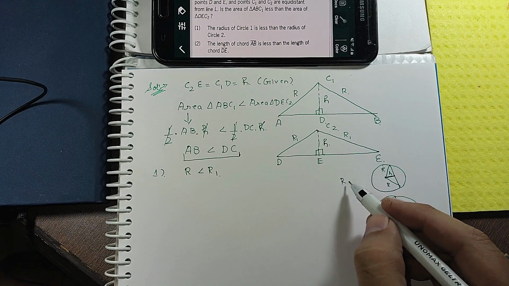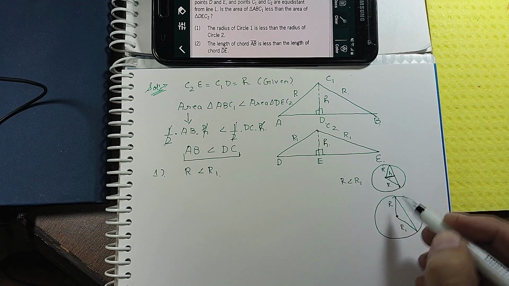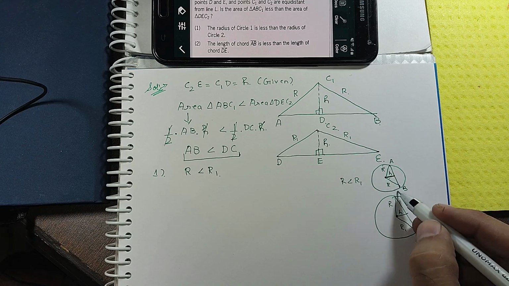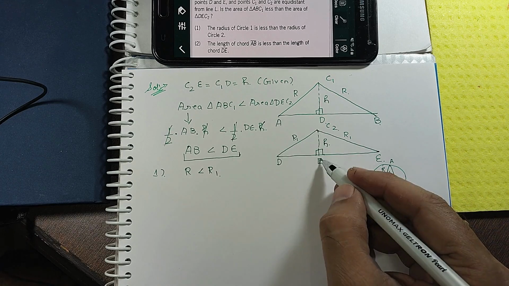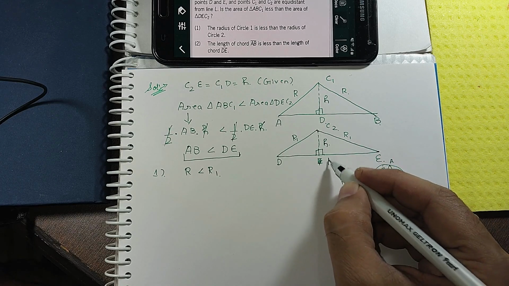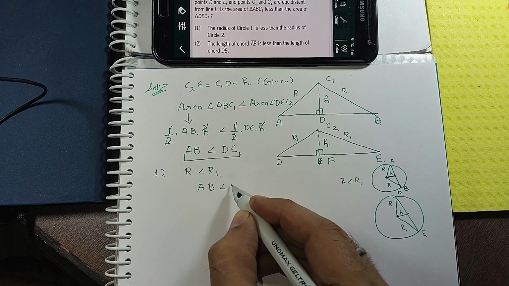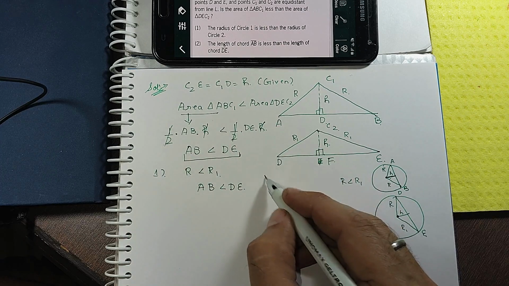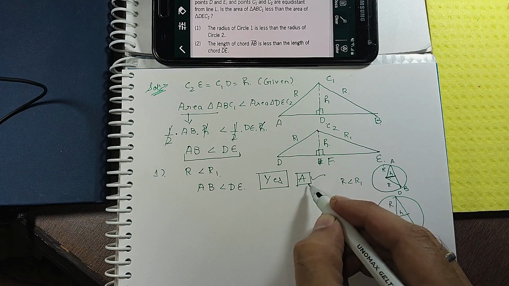So R is less than R1, so that means, since heights are same, this AB has to be less than DE. So we can logically deduce from here that AB is less than DE. So this solves our purpose, this we can concretely say that this is sure, yes. So we can say that statement 1 is sufficient to answer our question.